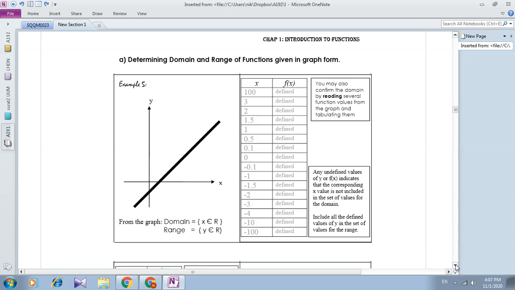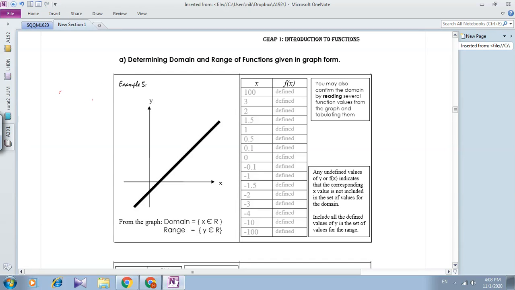Basically, there are two ways to determine domain and range of any function, whether by looking at a graph or by looking at the function. Now let's look at how to determine domain and range given in graph form.